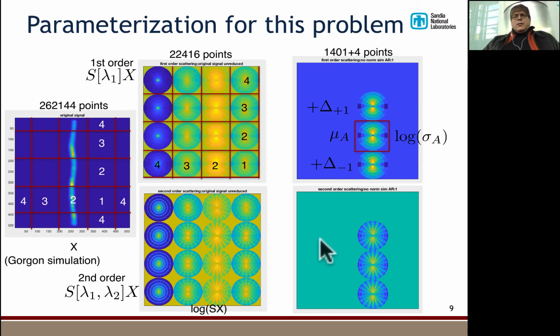Now, how are we going to parameterize this? Well, we're going to take an image and divide it into areas. We're going to take a localized Mallat scattering transformation, or this sort of localized Fourier transformation, over each one of these patches. And that's what you see here in terms of the first order scattering coefficients. We can also do the same with the second order scattering coefficients.